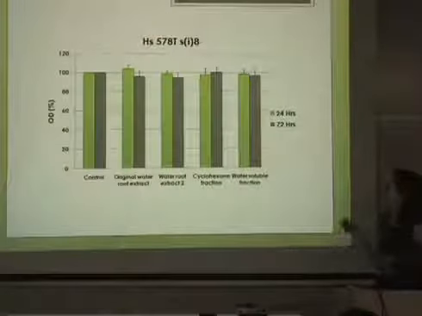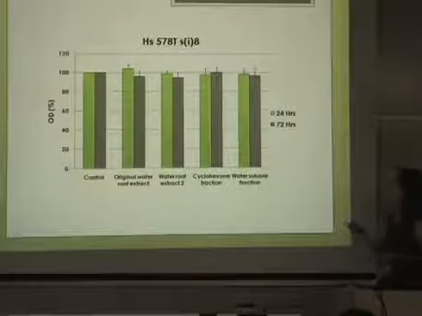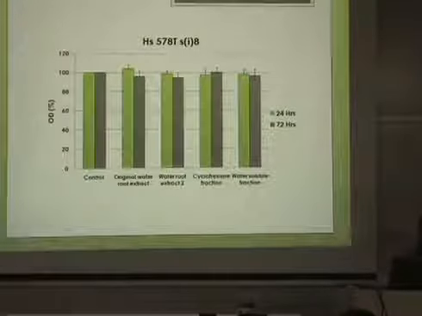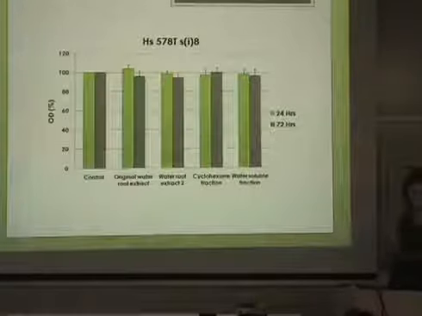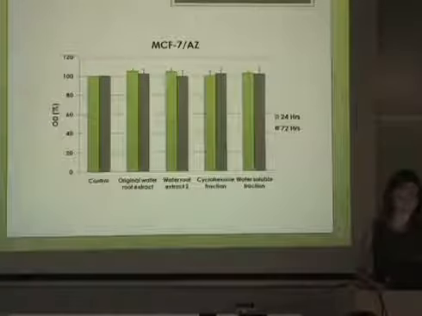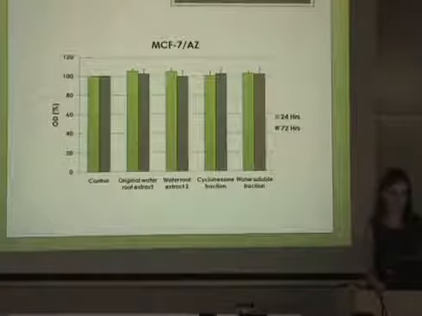Same thing happened for the invasive cell line. You don't see a big difference among themselves when it comes to the number of cells. And same thing happened for the MCF7A6.